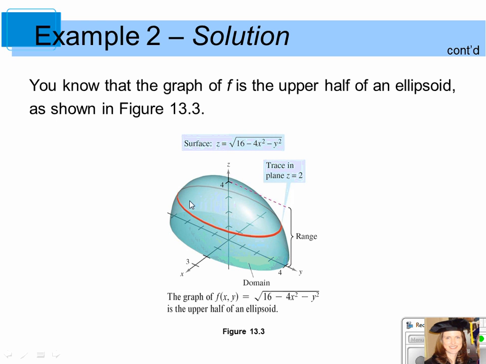And when you sketch it, here the domain is everything within that ellipse, and the range is everything that you get out, and the surface is the top half of an ellipsoid. So you can see the lowest that the ellipsoid goes is 0 on the z-axis, and the highest that the ellipsoid goes is 4 on the z-axis. So that's a way of looking at the range graphically.